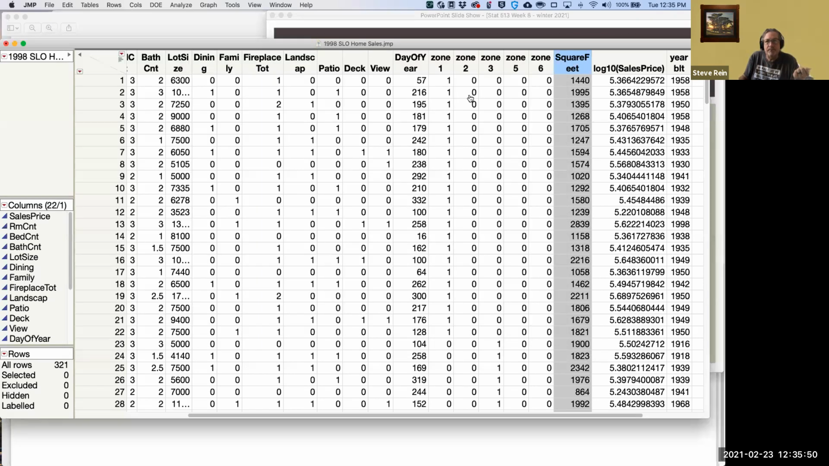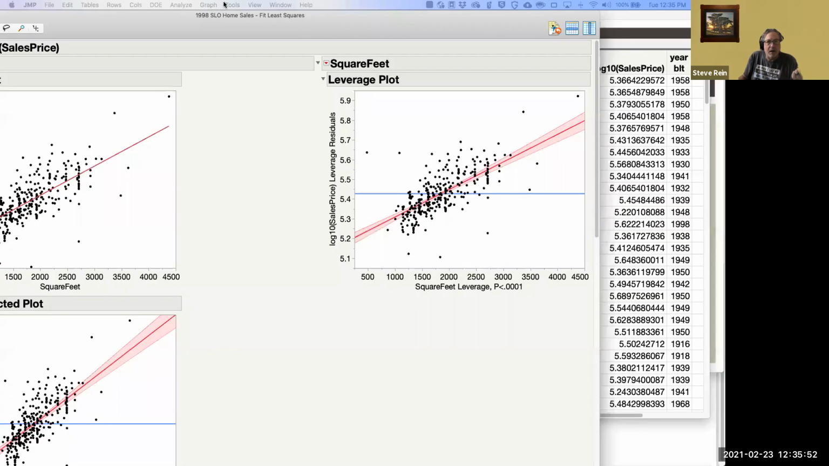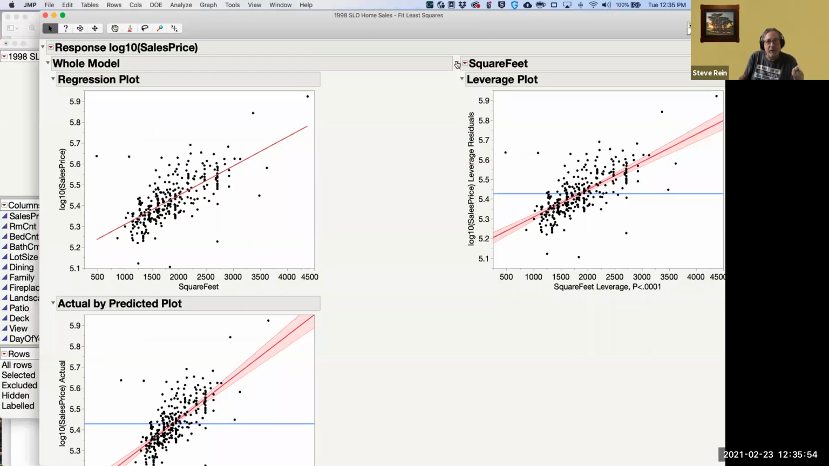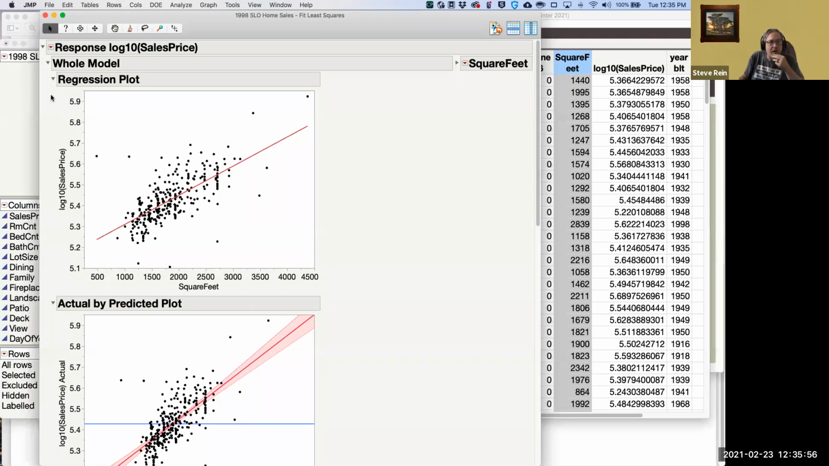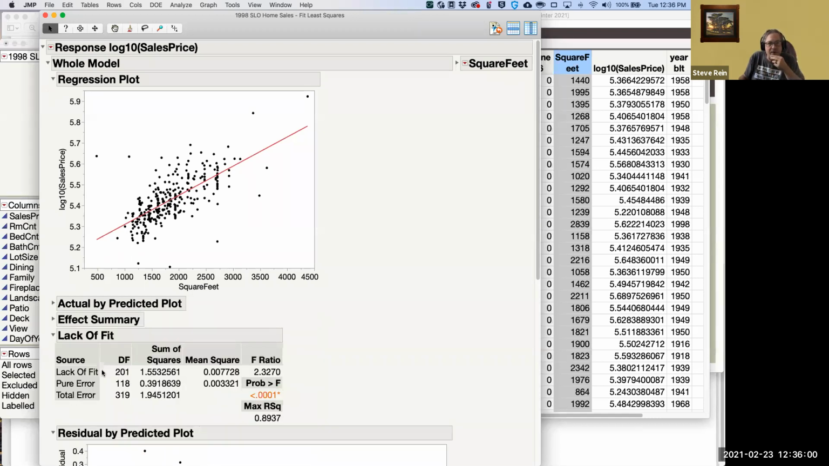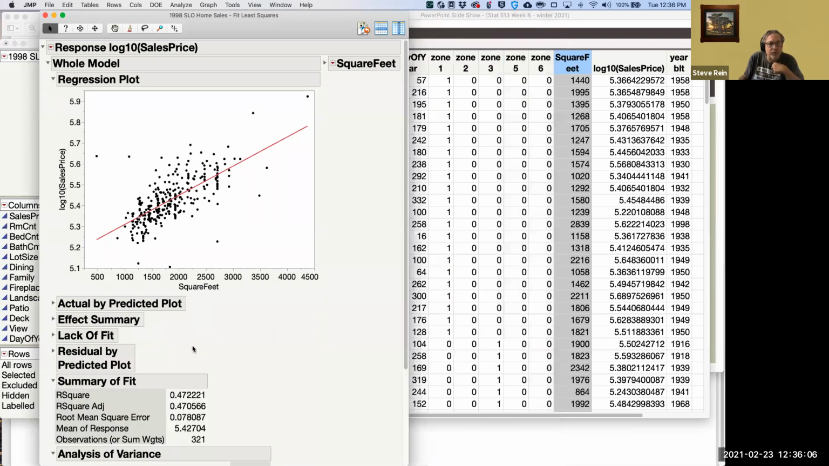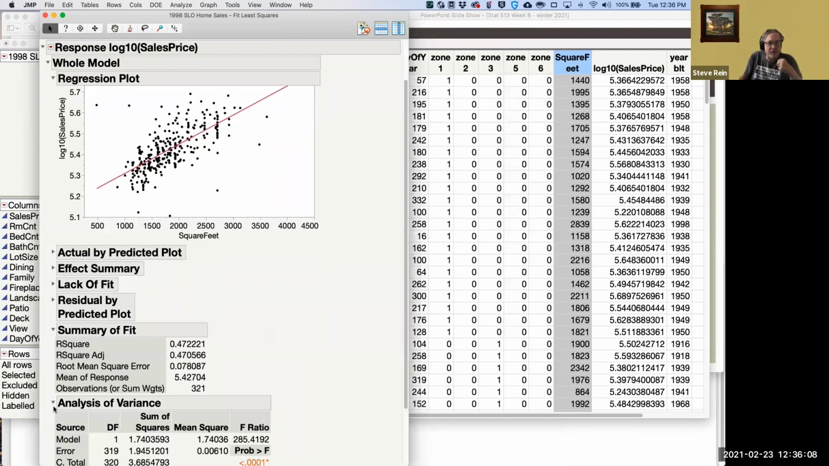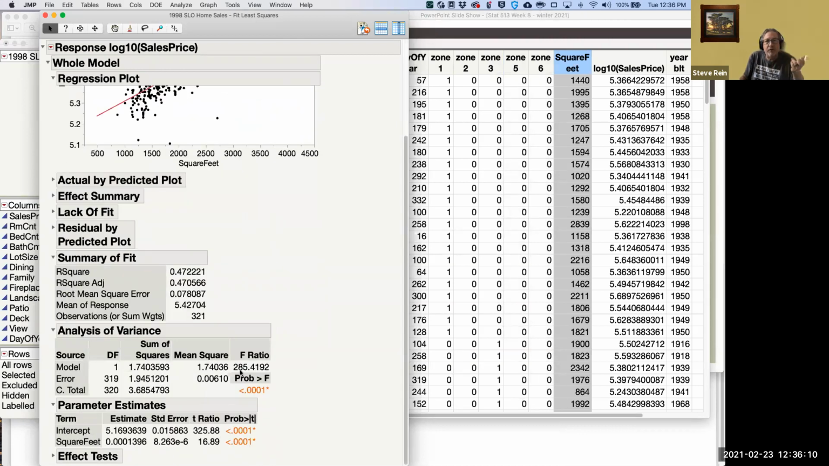Boom. I think I'm doing pretty well. That looks like a good trend line. I'm happy with that. Lack of fit, no. Residual versus predicted. R squared, 47%. Happy with that. My p-value says, heck yeah.